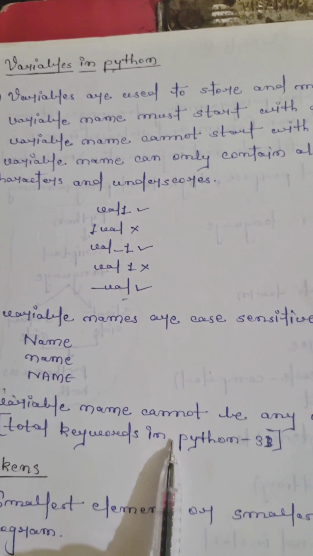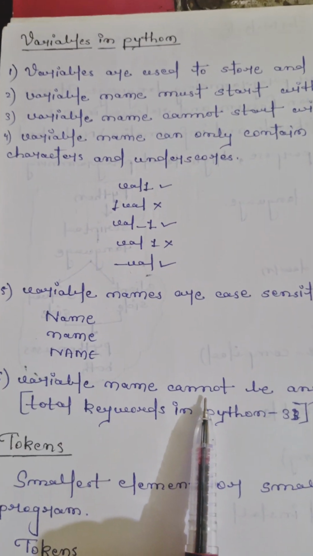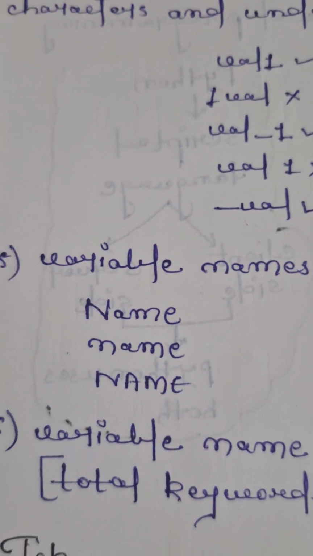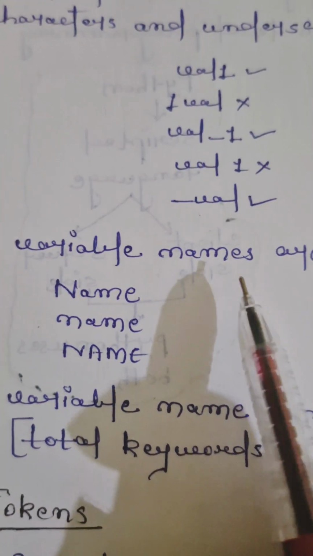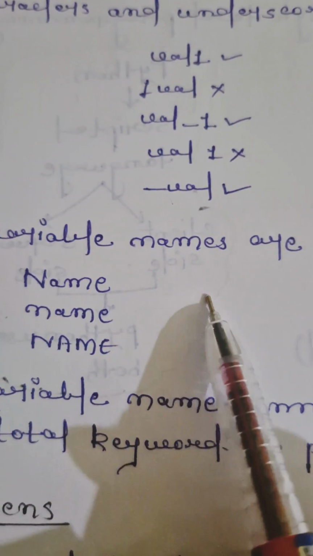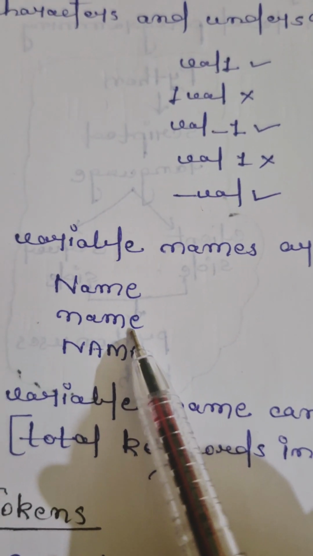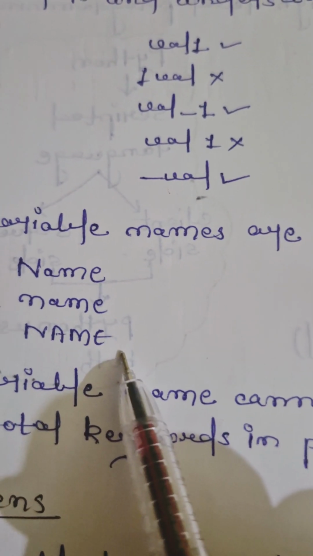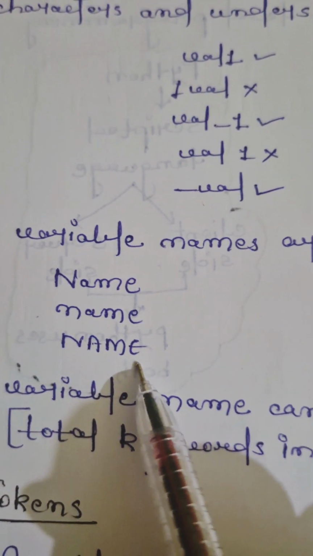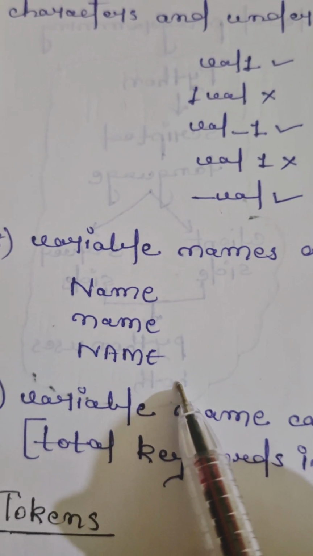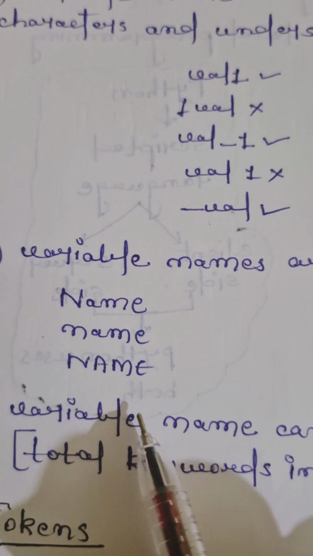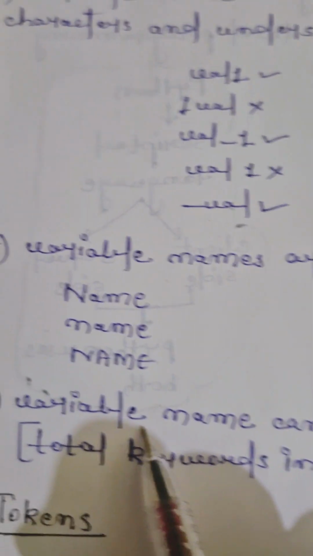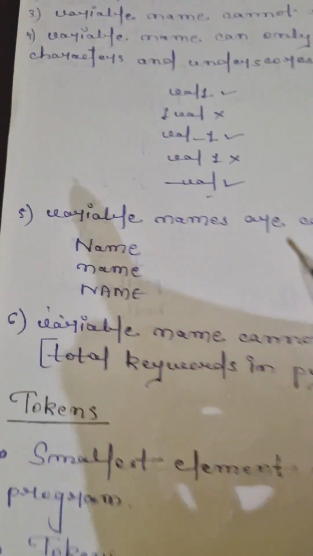And variable names are case sensitive. It means if you have made a variable name with a capital N, it will be different from a name with a small n, and with all the alphabets capital, it will be different again. If you use a small letter for one variable name and the same name with a capital letter for another variable, they will be considered different variable names.